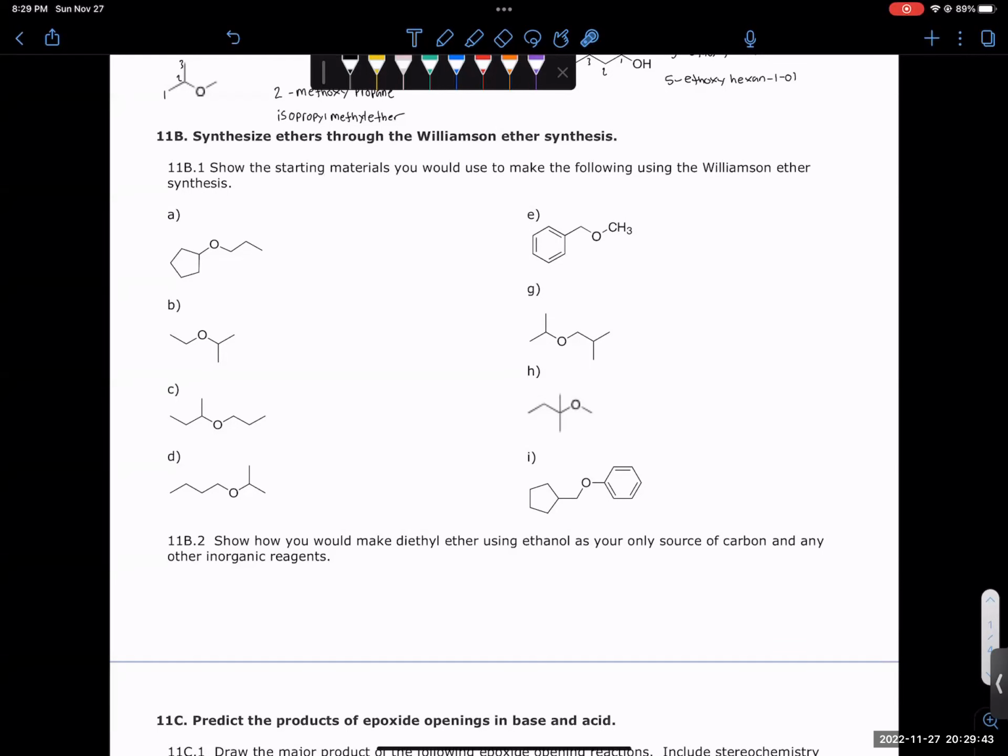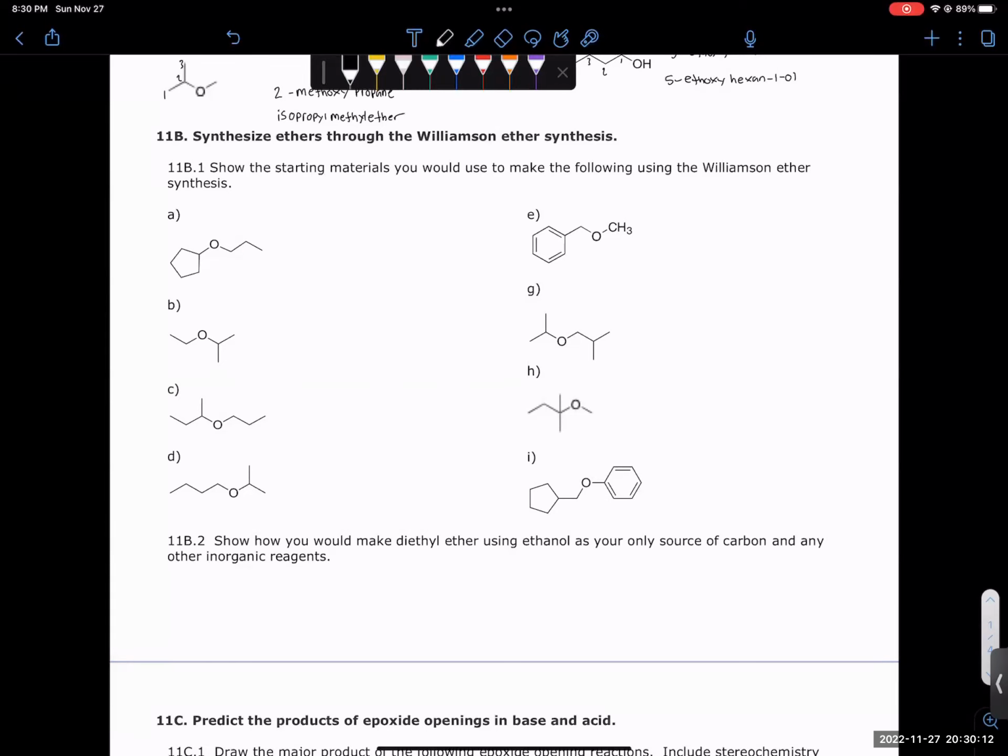Okay, so now we're gonna go ahead and do the second part B of this worksheet. And it's basically saying what are the starting materials if you want to synthesize the ether that they give you. So this is what they give you, and you need the starting materials. You've got to think, I guess you could see that there's two ways of synthesizing this ether, right?